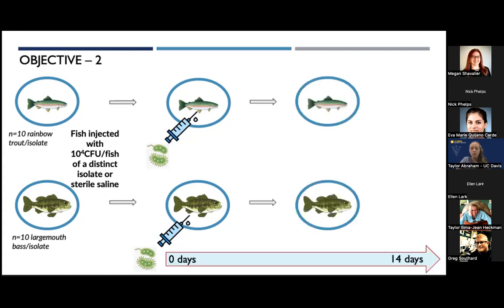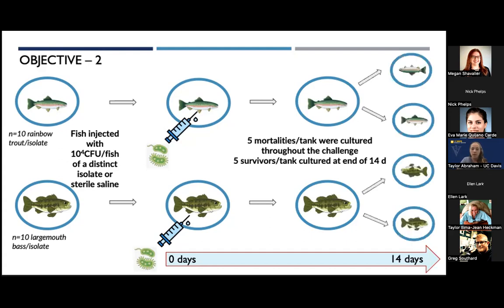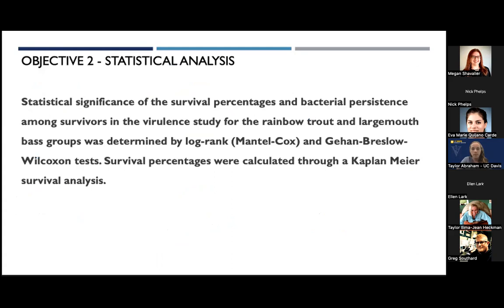Following the injections, we monitored the fish daily for any clinical signs and mortalities for 14 days. In the first 5 mortalities of each tank, we cultured them to test for the presence of the Lactococcus species, and then the final survivors, up to 5, were cultured at the end of the challenge period. So again, for our statistical analysis for this portion, we used a Kaplan-Meier survival analysis to look at the cumulative mortalities and survival percentages for each isolate and then for each species.